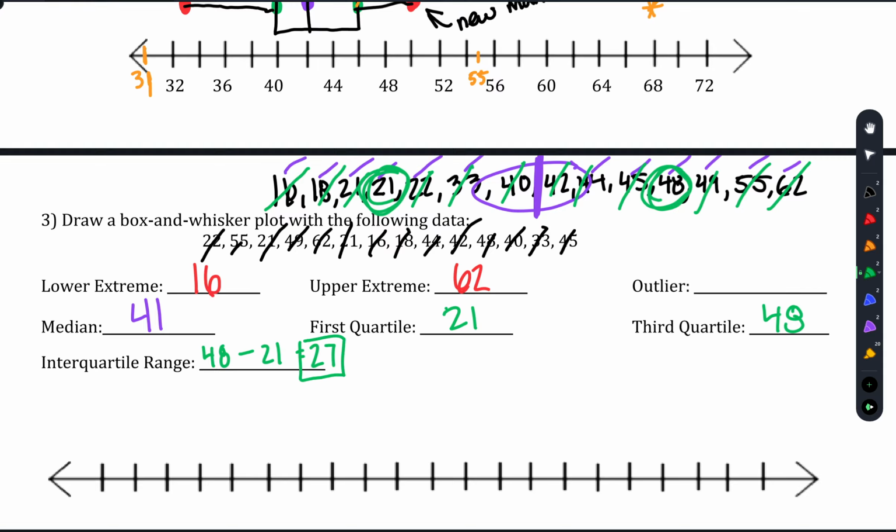I'm going to take that interquartile range, and to determine if I have outliers, what am I going to multiply it by? 1.5. 1.5 times 27 is 40.5, and that's going to be my magic number here. That means from the ends of the box, from the first quartile and the third quartile, I can't go any further than 40.5 spaces away.